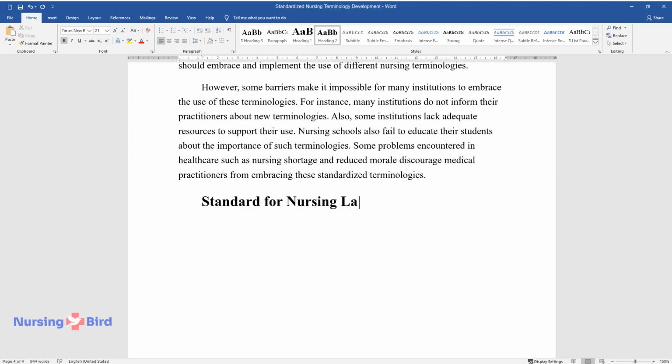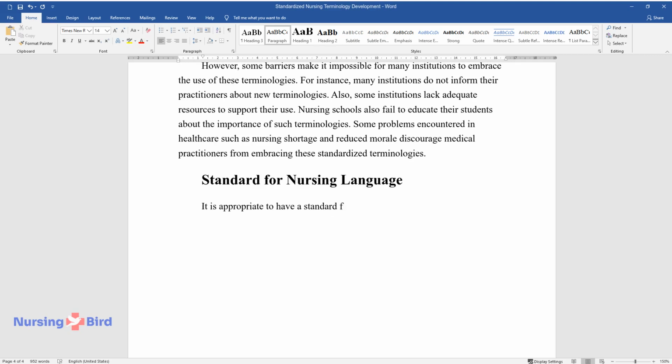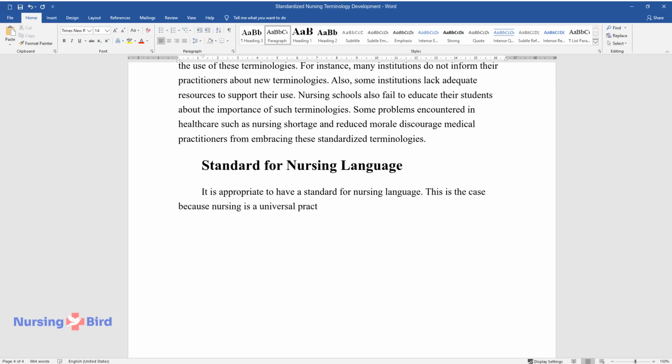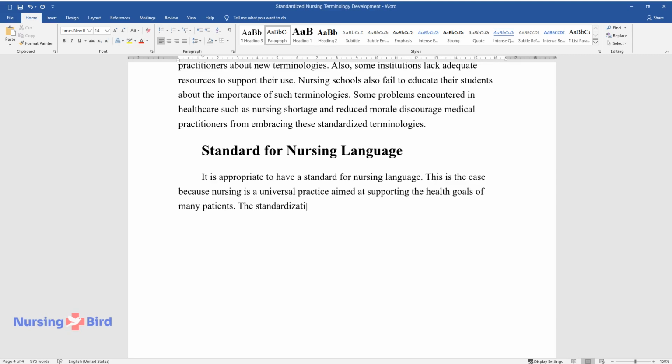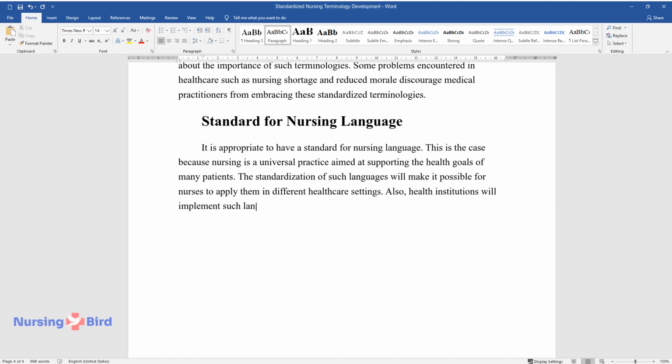Standard for nursing language. It is appropriate to have a standard for nursing language. This is the case because nursing is a universal practice aimed at supporting the health goals of many patients. The standardization of such languages will make it possible for nurses to apply them in different healthcare settings. Also, health institutions will implement such languages effectively, thus promoting the best medical outcomes.